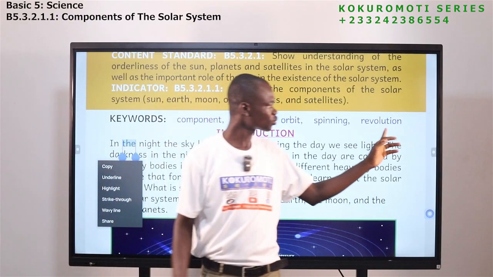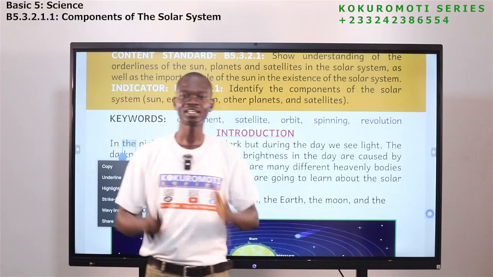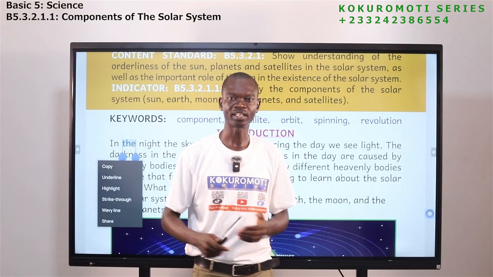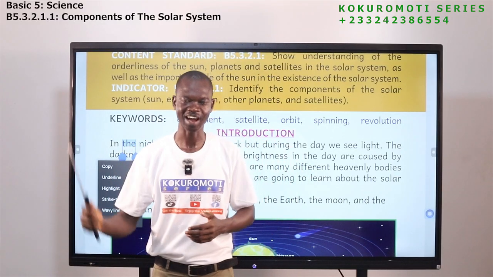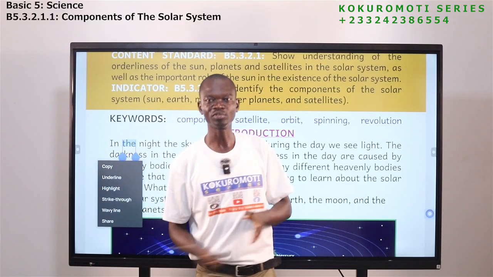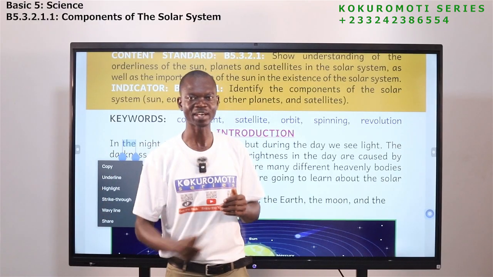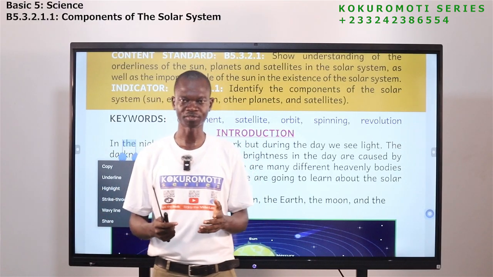Okay. The last one is revolution. Revolution means something moving around. So the planets, they all move. They move around the sun. So that movement is called what? Revolution. Okay.